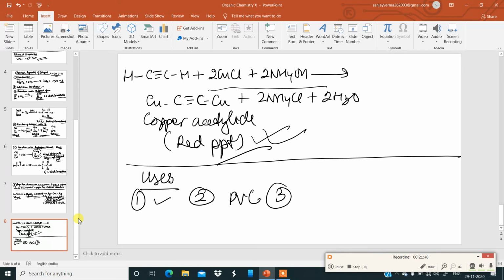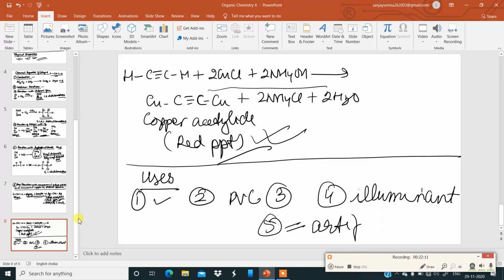Okay. It is used in the manufacture of various organic compounds such as acetic acid, acetaldehyde, ethyl alcohol, and oxalic acid. Then number 4, ethyne is used as an illuminant in an oxyacetylene lamp or a torch. And most commonly, ethyne is used in the artificial ripening of fruits. Okay, so my dear students, the important part of this chapter is complete.